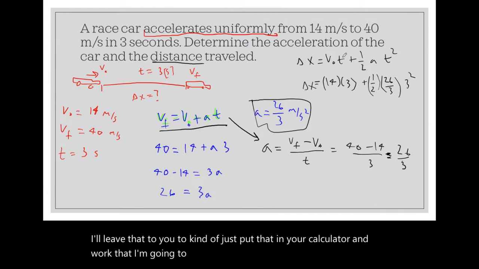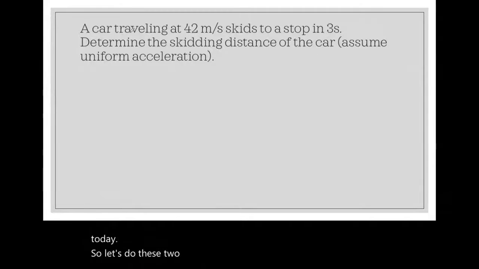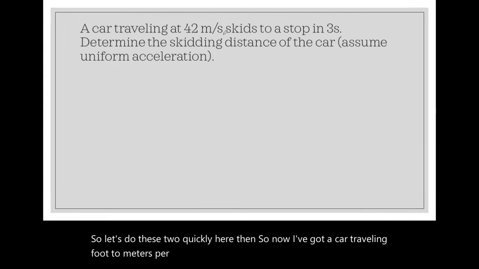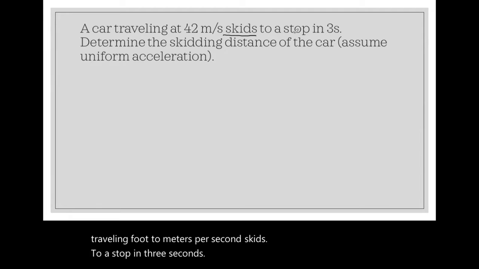So we've got a few more examples. I'll do this example, and then I'm getting to projectile motion, which is kind of where I'm going to end it for today. So let's do these two quickly. Now I've got a car traveling 42 meters per second that skids to a stop in 3 seconds. Determine the skidding distance of the car, assuming uniform acceleration.